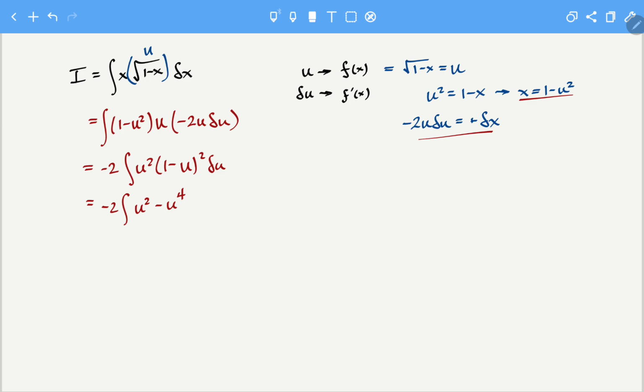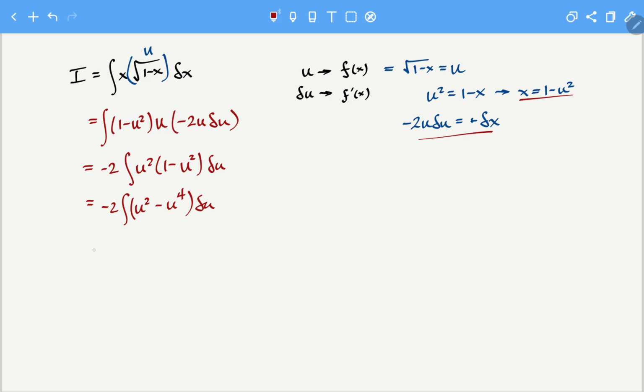Whoops, made a mistake here. I'm human, that's squared. I hate when you're writing stuff and you drop something or put it in the wrong place. I was just going too fast. There we go, because that did not match my notes. So sorry about that. So we've got u squared minus u to the 4th du.